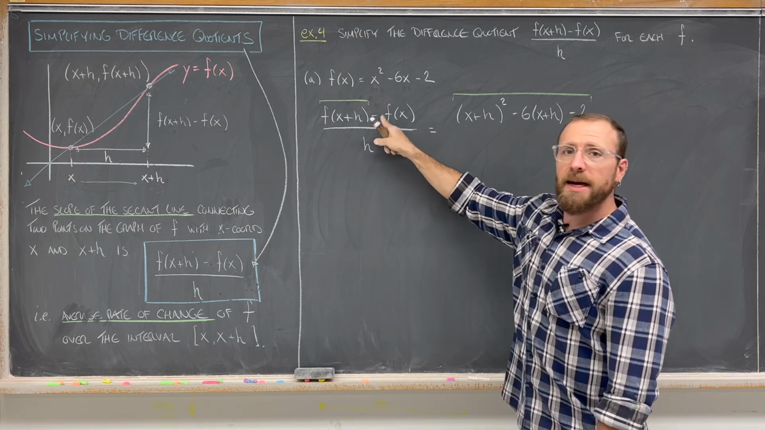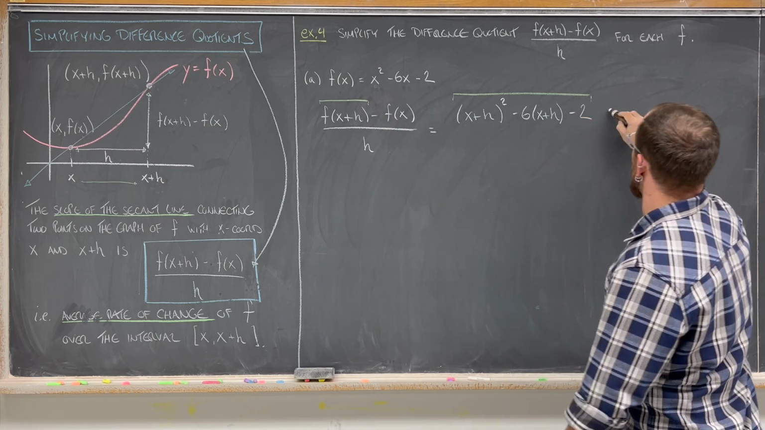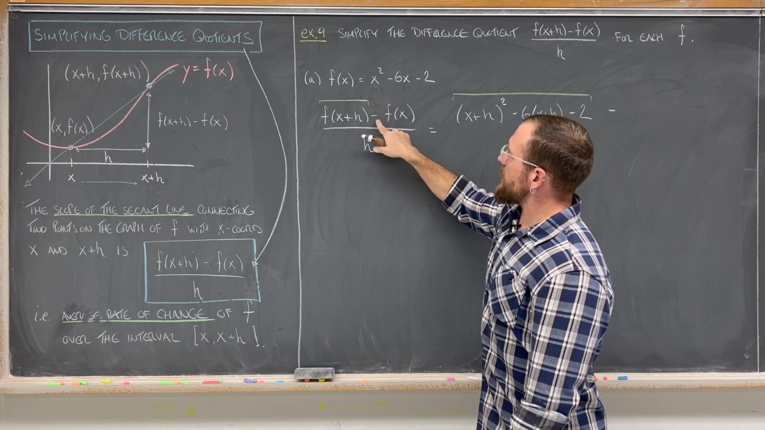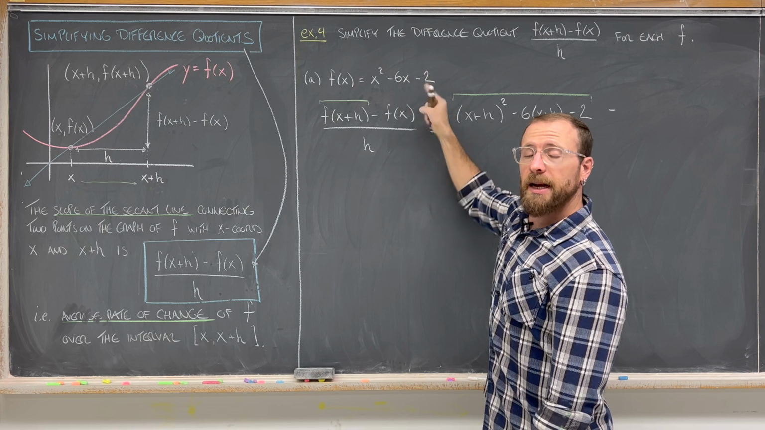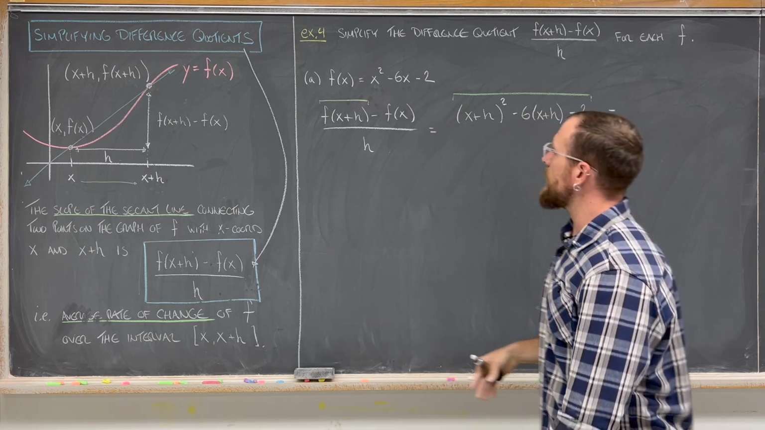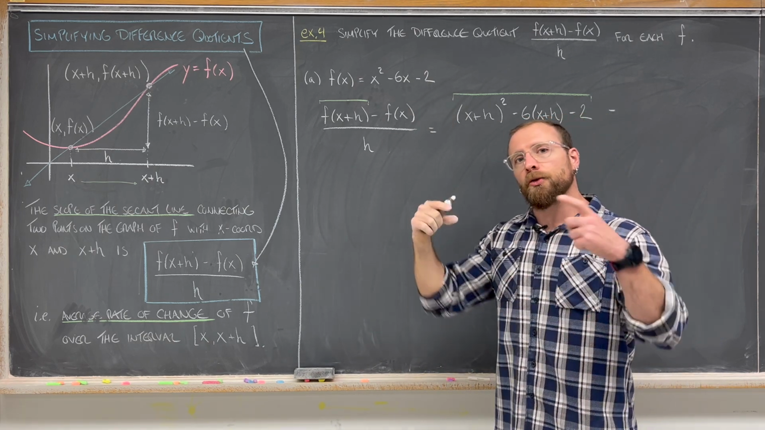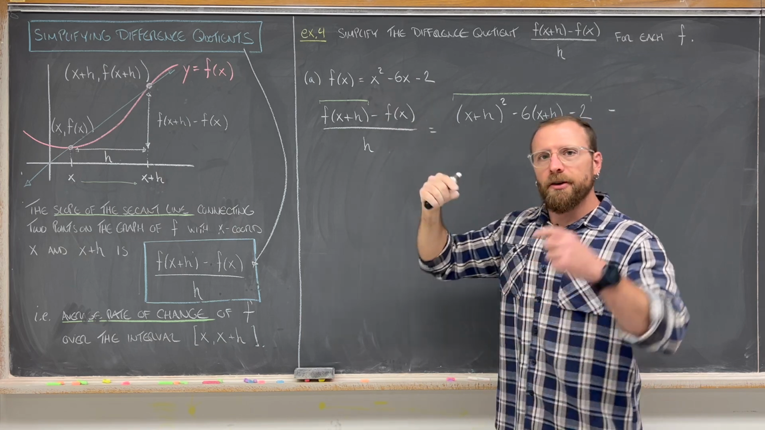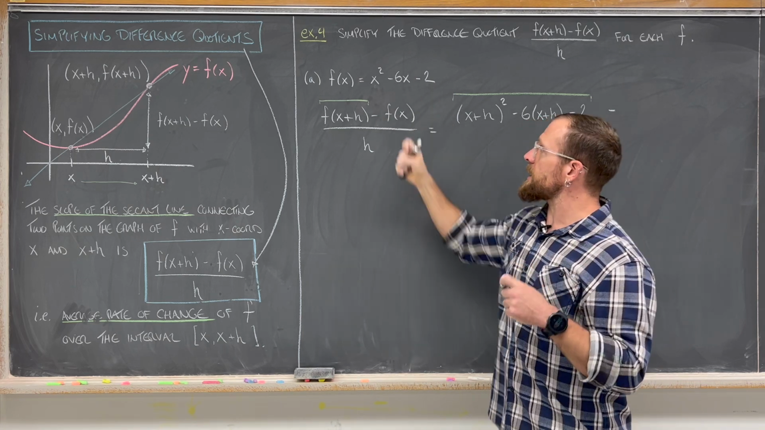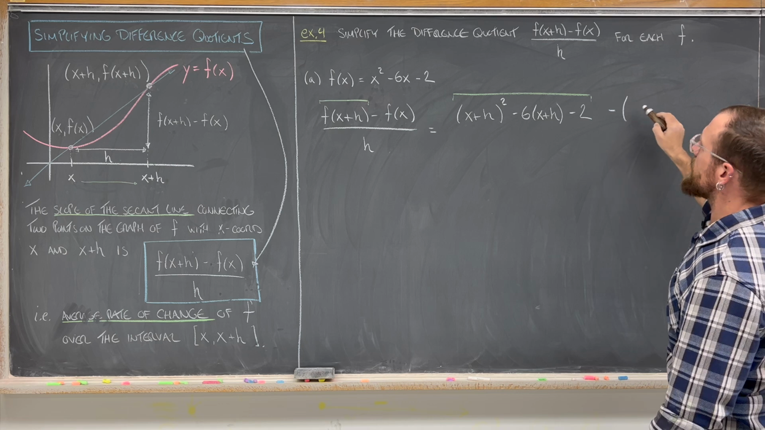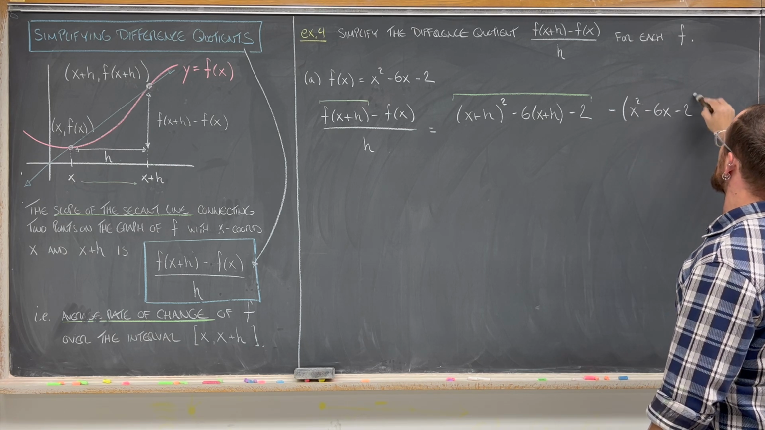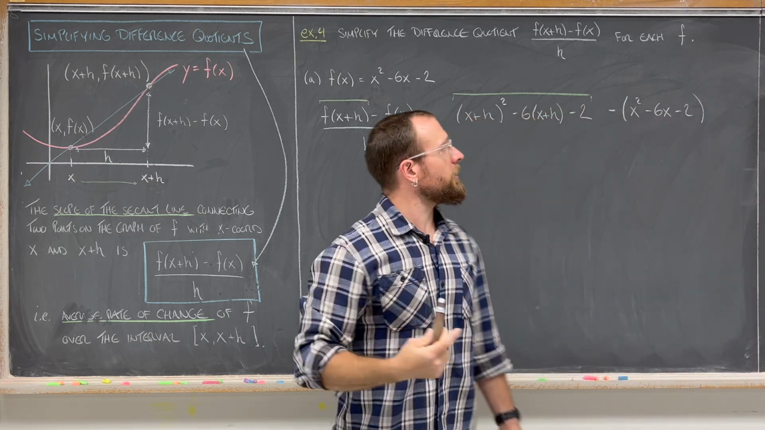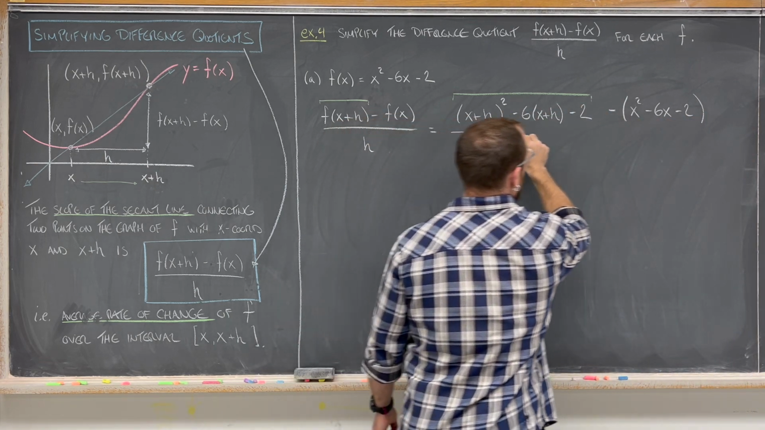Then I want to subtract f of x. So I want to subtract something. Now, I want to subtract all of f of x. F of x has 3 terms in it, and I need to subtract all of them. So what I need here is something that can group these 3 terms together to be one thing, f of x. So I'm going to subtract x squared minus 6x minus 2. Those parentheses are important. All of this is being divided by h.